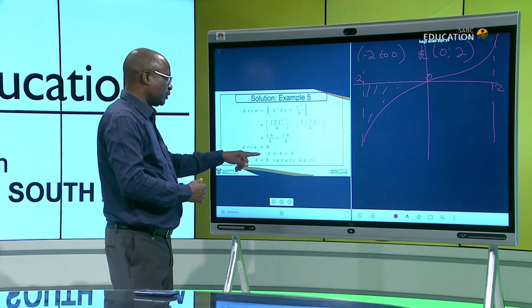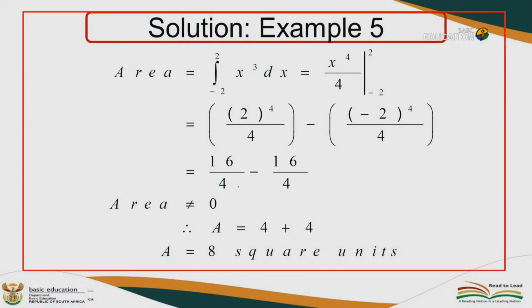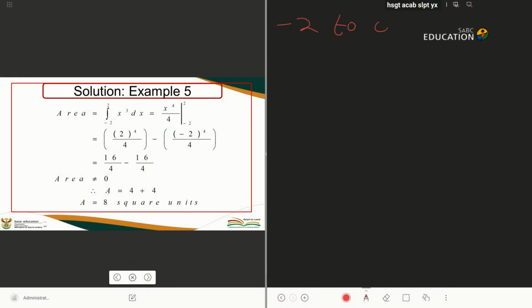This is what I've already shown: when we did it this way, we got our area to be 0, which is not correct. But if we split them, you are going to find that your first area is going to be 4 units. Let us look at how we are getting this. Firstly, let's get the area between negative 2 to 0. This will be your x to the exponent of 4 over 4 dx. Oh, no, sorry, let me delete this.